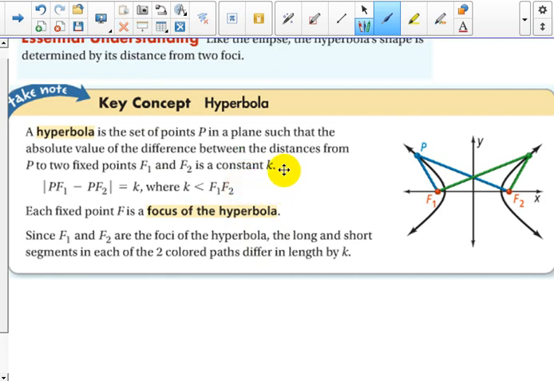So each fixed point F is called a focus of the hyperbola. So this is the focus of a hyperbola, and that's the focus of a hyperbola. And notice here, you've got those same 2 distances. And if we were to subtract those from each other and take the absolute value, it's still going to be that constant K.